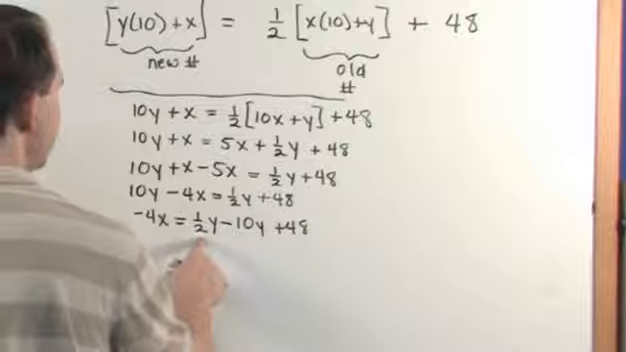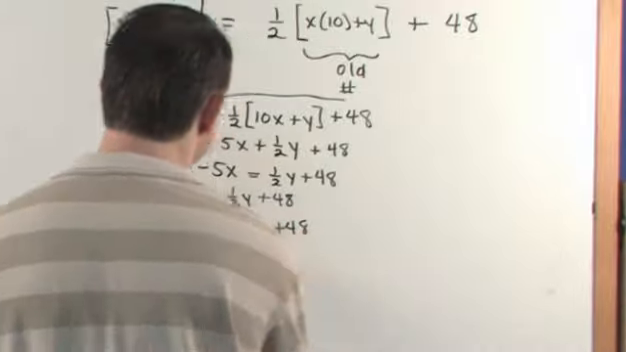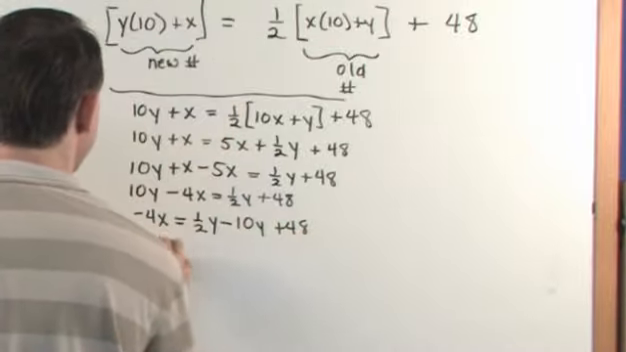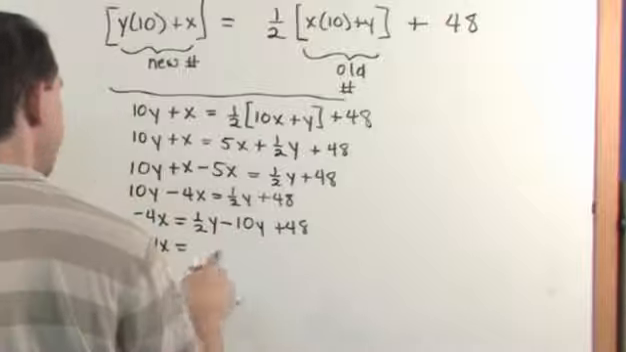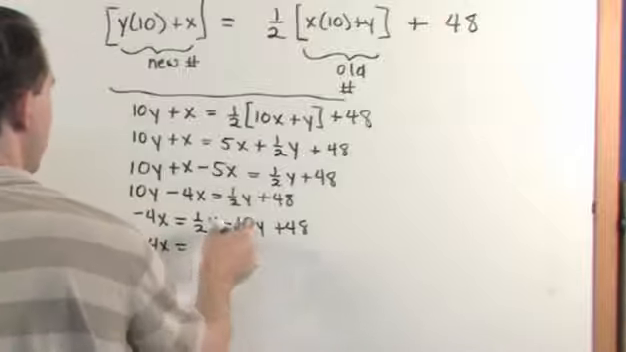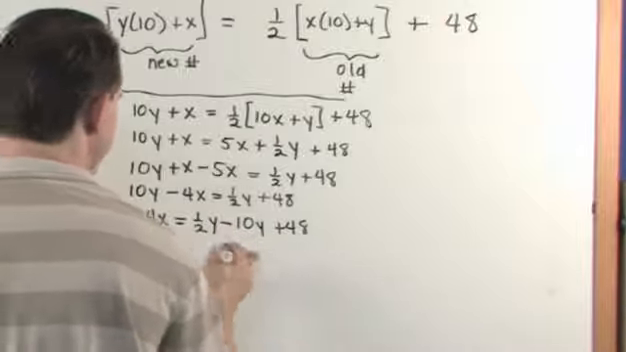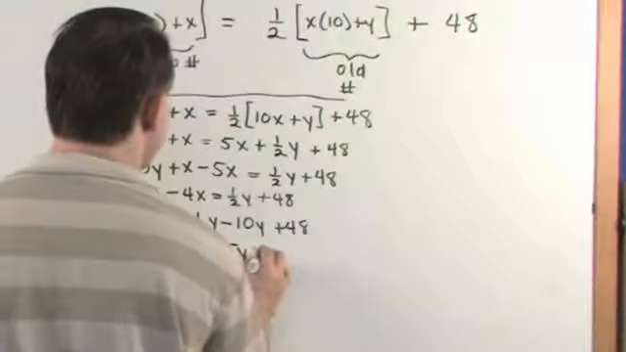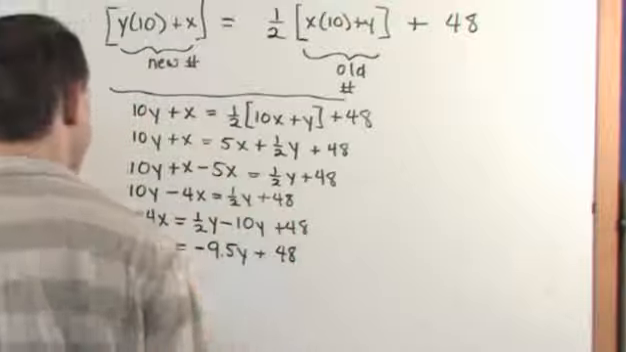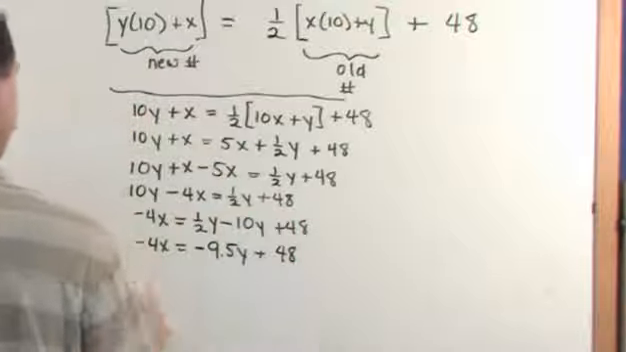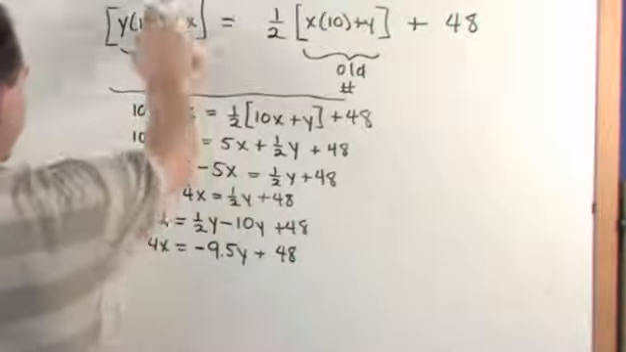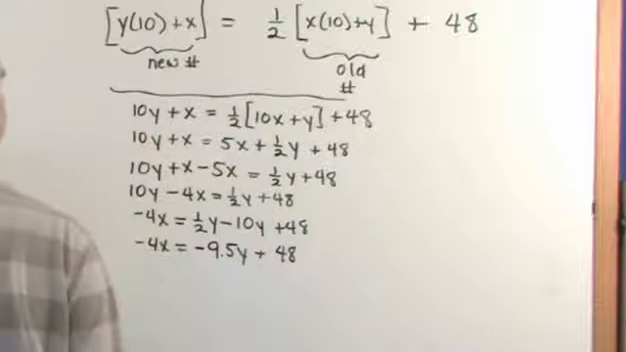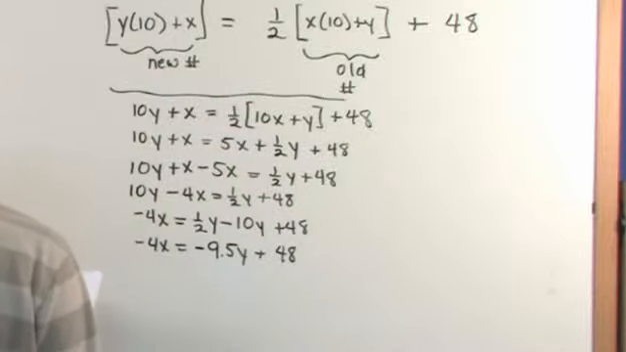So let's keep on going. Now I have 1/2 y minus 10y. What I'm going to do at this point, and I don't usually do this, but it's going to make it easier, is do this in decimal form. What is 0.5 minus 10? Well, it's negative 9.5. So negative 9.5y, and we're going to keep our 48. And again, this is our equation. We're just simplifying this equation. That's all we've been doing this entire time, just to make it easier.